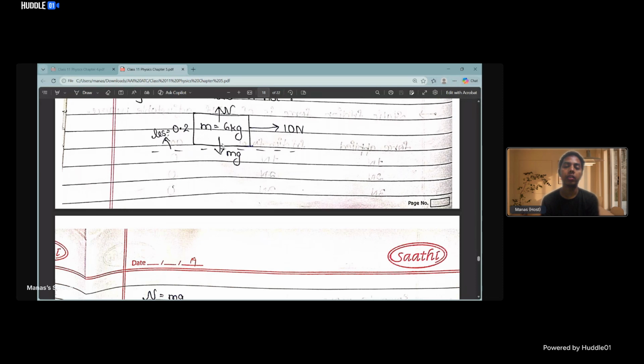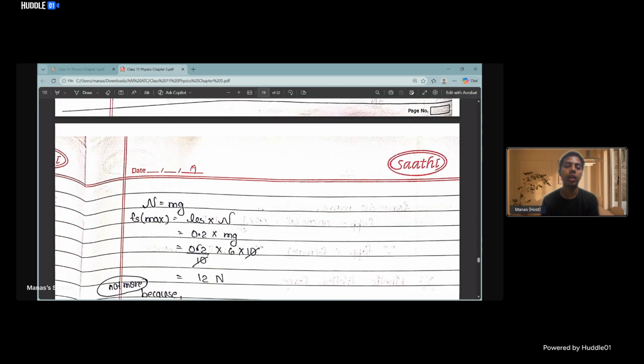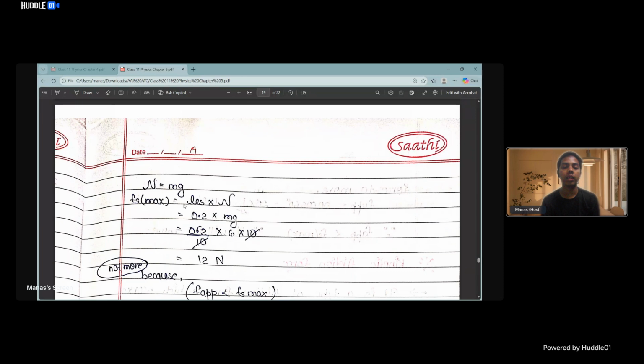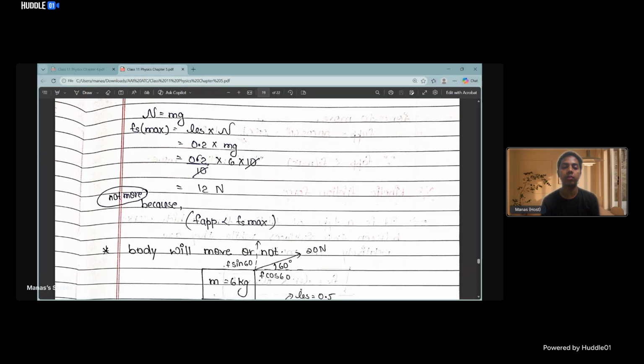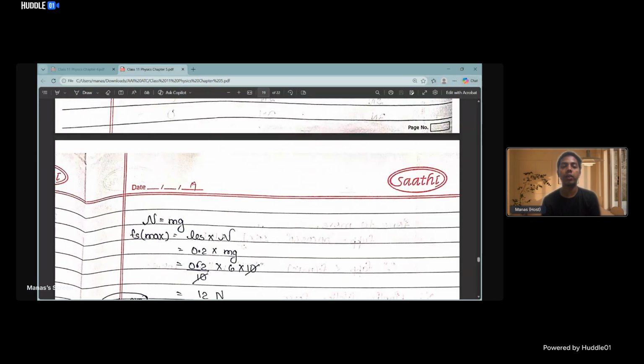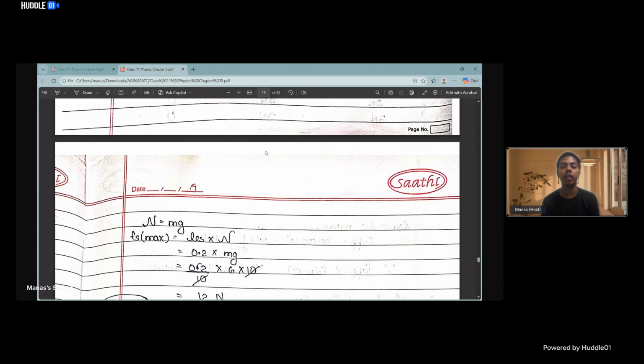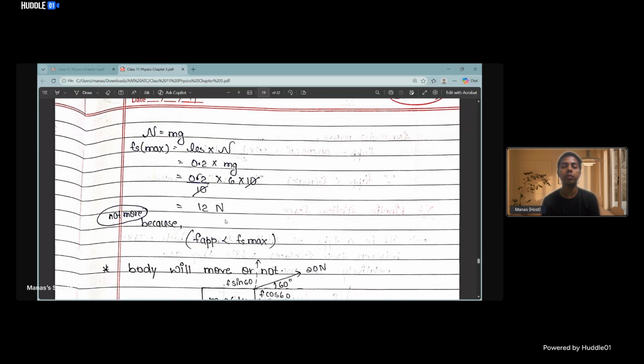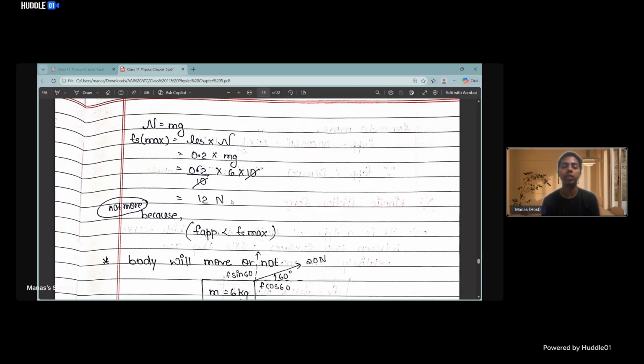Okay, so we can draw a free body diagram: mg is applied downward, and the normal is upward. So N equal to mg, you can write. Now we have to find the friction. What is the friction, Fs? Mu into N, which equals mu into mg: 0.2 into 6 into 10. So it's 12 Newton. We have applied a force of 10 Newton and the friction is 12 Newton. Because the friction is greater than the applied force, the body will not move.